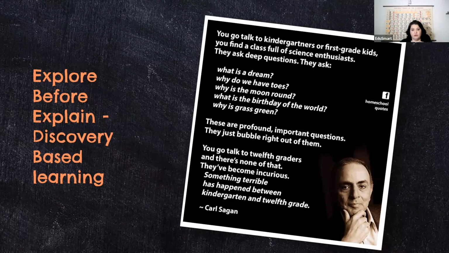So this is an incredible quote I found from Carl Sagan. You may have seen this already. It says, you go talk to kindergartners or first grade kids and you find a class full of science enthusiasts. They ask deep questions. They ask, what is a dream? And why do we have toes? And why is the moon round? What is the birthday of the world? And why is grass green? These are profound, important questions, and they just bubble right out of them. You go talk to 12th graders, and there's none of that. They've become incurious. Something terrible has happened between kindergarten and 12th grade.